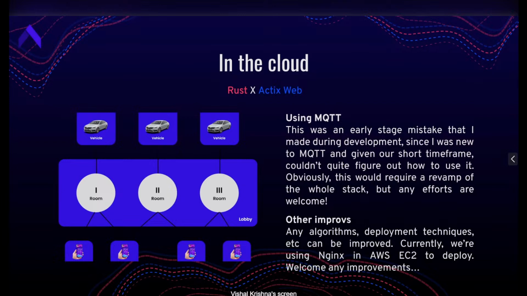And then obviously any deployment techniques. We are currently using just simple Nginx and EC2 to deploy because I didn't find anything more sophisticated. We are not using Docker yet, so any other improvements in that area are welcome. Then optimization algorithms. If you are any LeetCode or DSA kings here, you can improve the algorithms, and we will merge that as well.